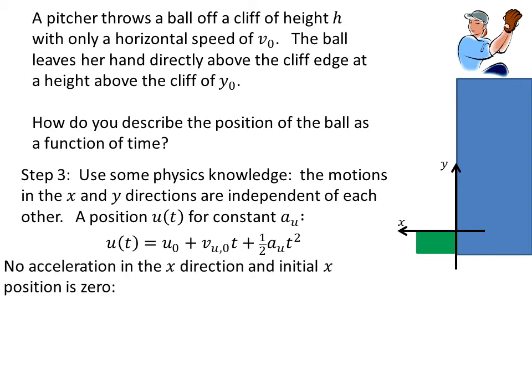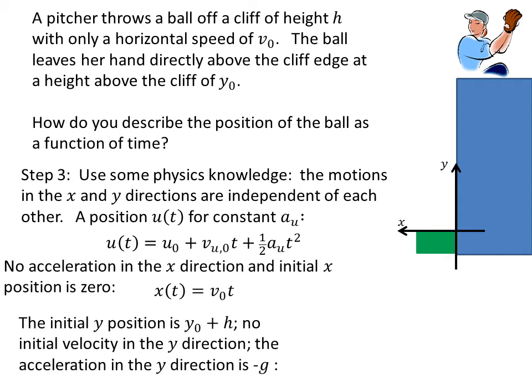There's no acceleration in the x direction, but there is an initial velocity in the x direction, and there's no initial position in the x direction. So x of t is very simple. There's no first term, there is a second term, which is v0, the speed with which she's throwing it, times time, and there's no acceleration. So it's very simple.